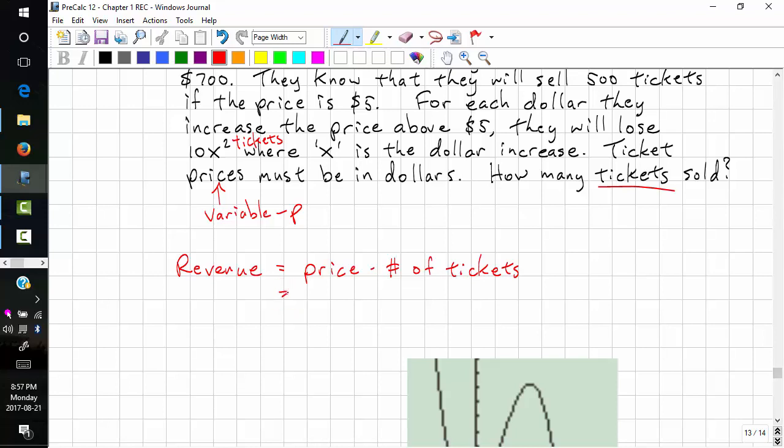So we'll call the price P. So we have P times the number of tickets. We know there's 500 tickets going to be sold at $5. But we're going to lose, it says lose, so let's subtract 10x. Well, x is the dollar increase over $5, so it's P minus 5. That's our expression to get the dollar increase. And then we square this because it's x squared. And that's our formula.